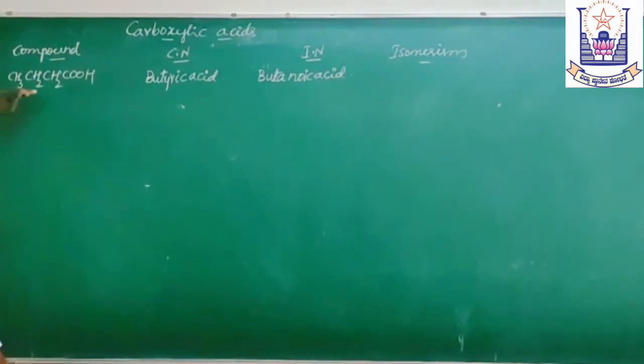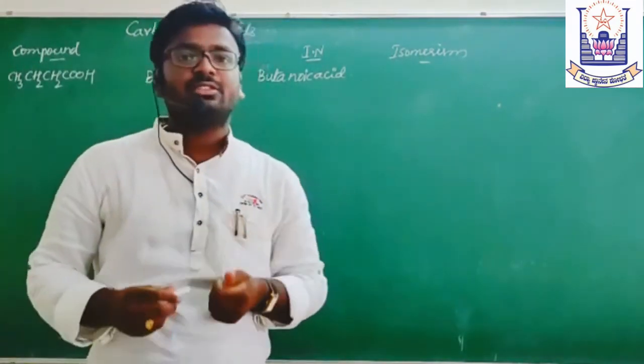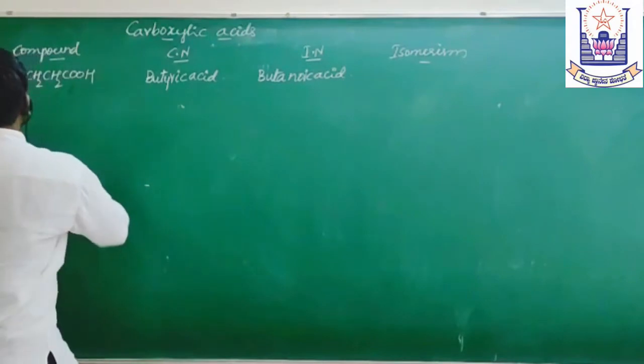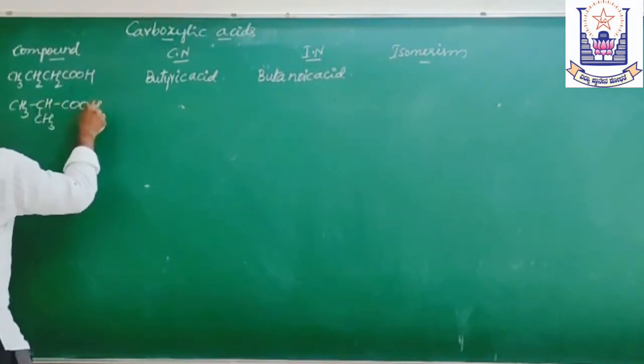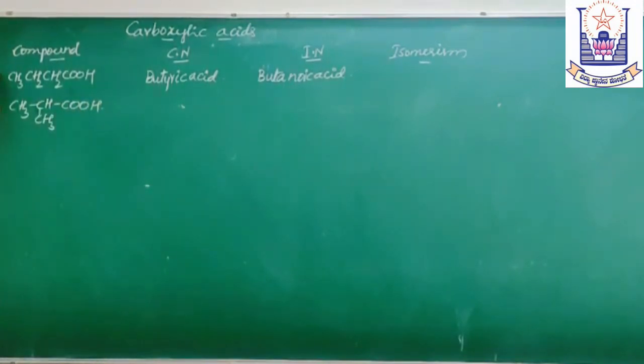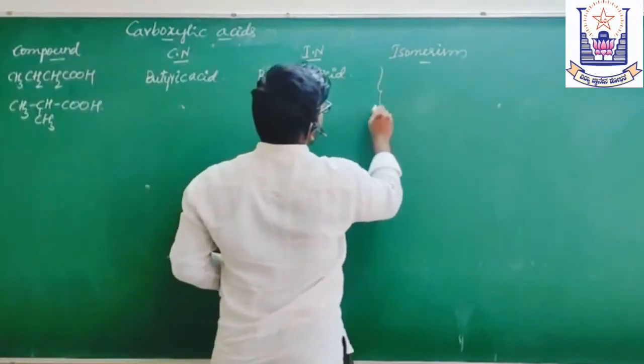See here, whether it exhibits isomerism: it exhibits chain isomerism. Let us see how. Take CH3, CH3, CHCOOH. These two compounds have the same molecular formula, but differ in the number of carbon atoms in the parent chain. Here you have 3 carbon atoms, here you have 4 carbon atoms in the parent chain. This type of isomerism is called chain isomerism.